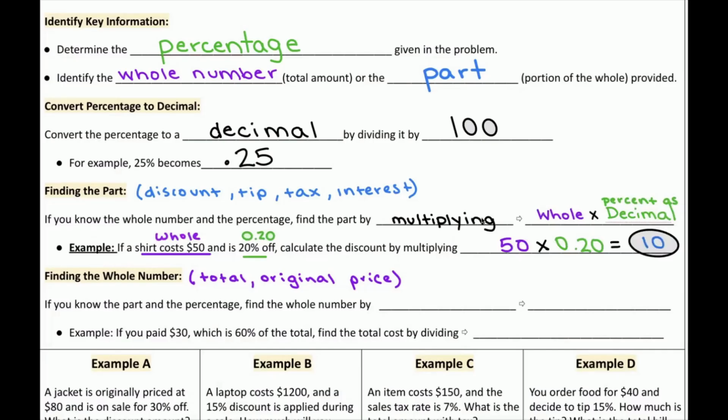Now remember, that's not the amount you pay. The discount's the amount you don't pay. So if the shirt was $50 and it's $10 off, now we just have to pay $40. Now, before we practice finding the whole number, I want you to complete example A and B, then come back to the video to check your work.